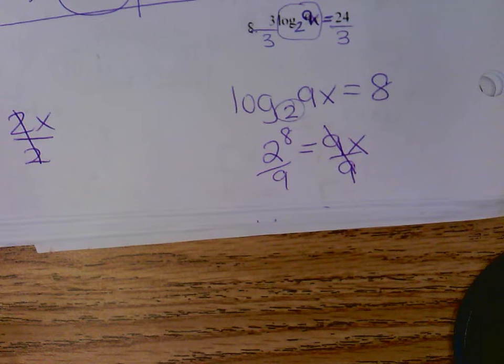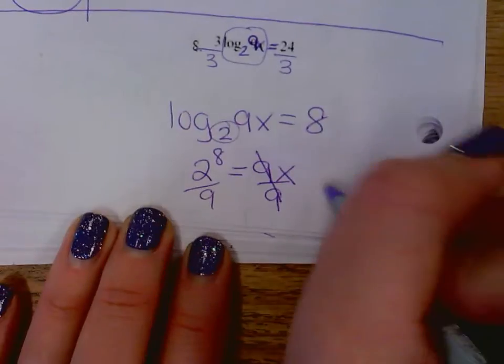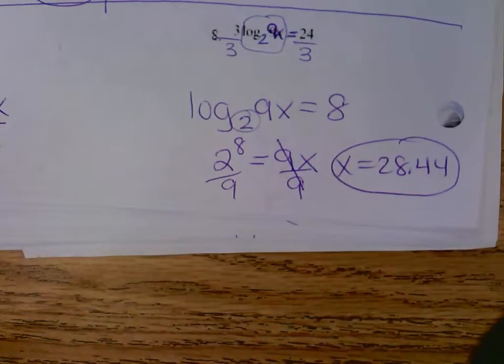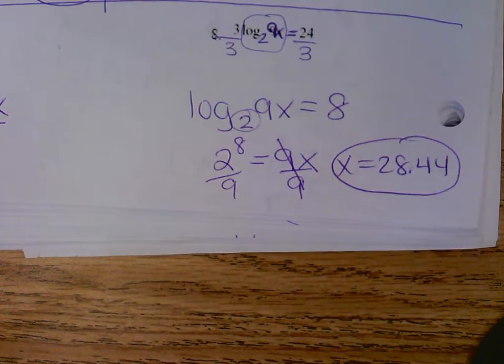2 raised to the 8th power equals 9x. Right? Because you're changing a log into exponential. So this is your base, this is your power, this is your answer. 2 to the 8th is 9x. So we're doing 2 to the 8th and dividing by 9. So like 28.44 repeating. So x equals 28.44. That's what I got. 2 to the 8th divided by 9.